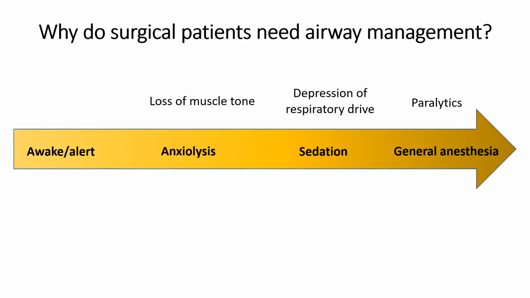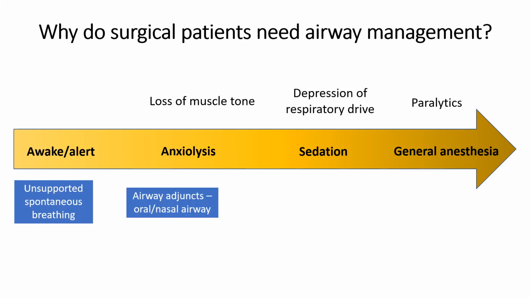So there are different options for how we manage the airway depending on where the patients fall on this continuum. An awake alert patient has unsupported spontaneous breathing. Somebody who is just receiving some anxiolysis or light sedation and has a little bit of collapse of their upper airway muscles might just need an airway adjunct. They're breathing spontaneously, but they're going to do okay as long as we get that soft tissue out of the way, and that's when we might use an oral airway or a nasal airway.